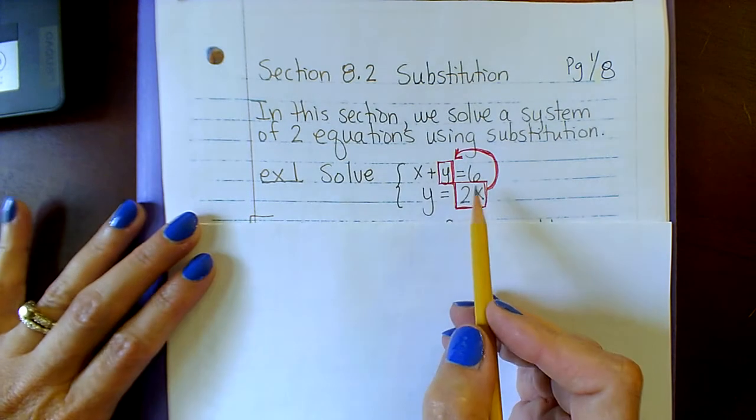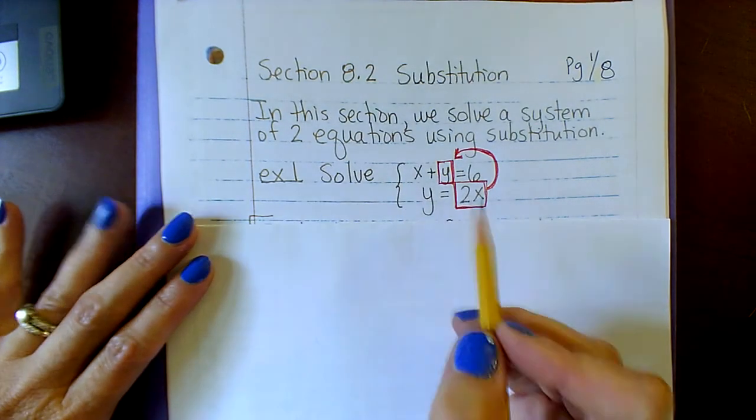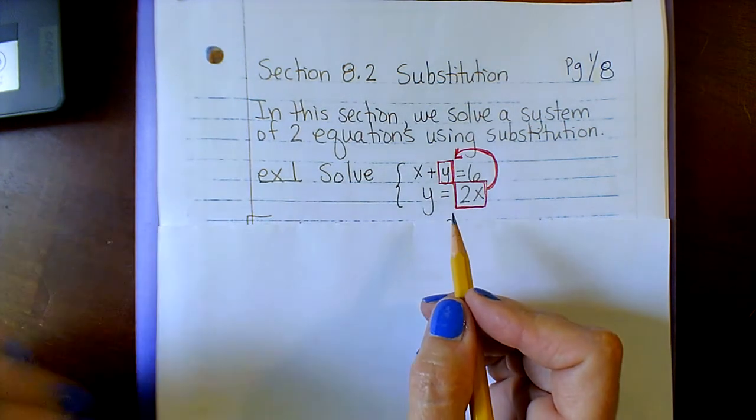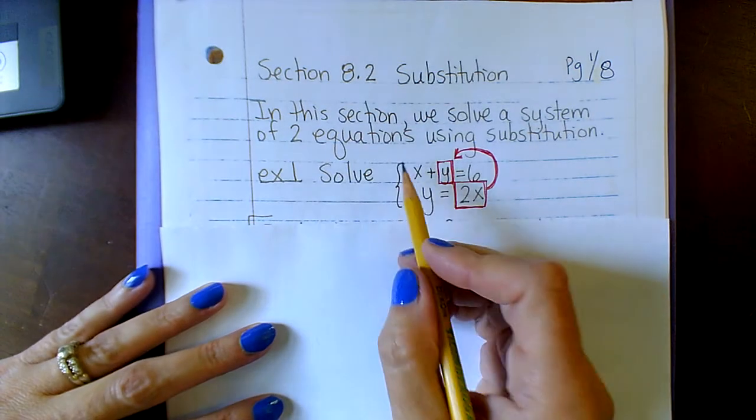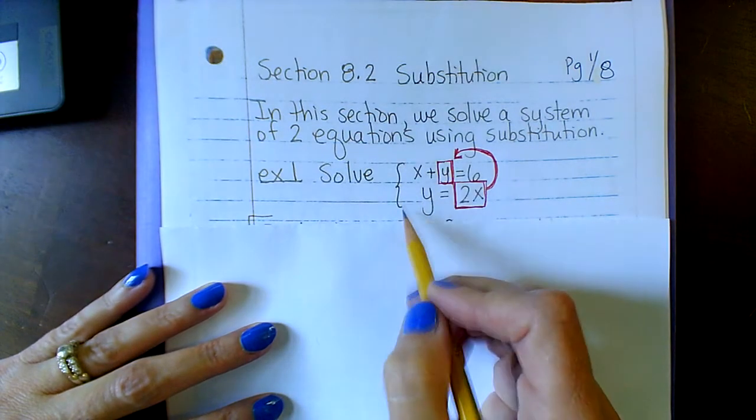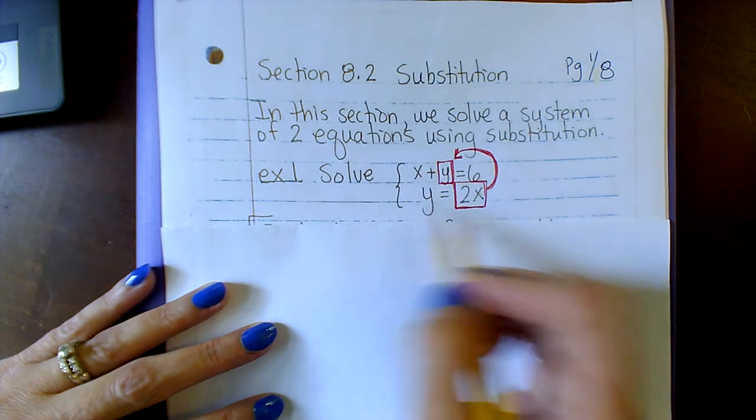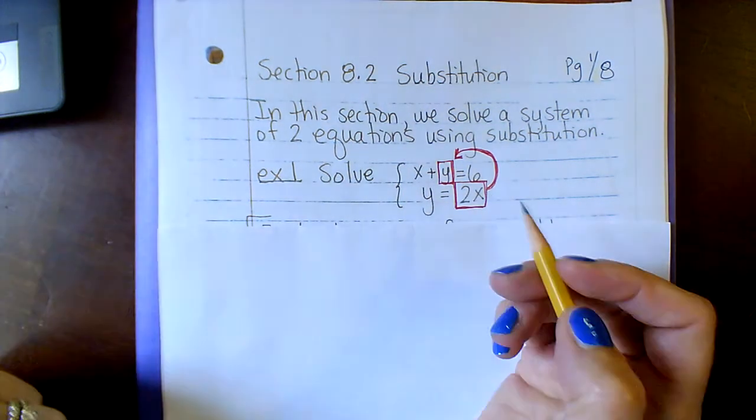Let's just start off here with this system. Remember, a system is just two equations solved simultaneously. The solution to a system is the intersection point of these two lines. I usually put this little curly brace over here to denote that we are solving these two equations simultaneously, therefore making it a system.